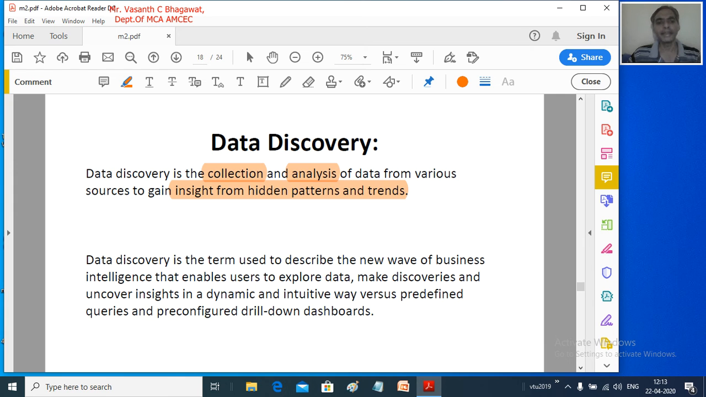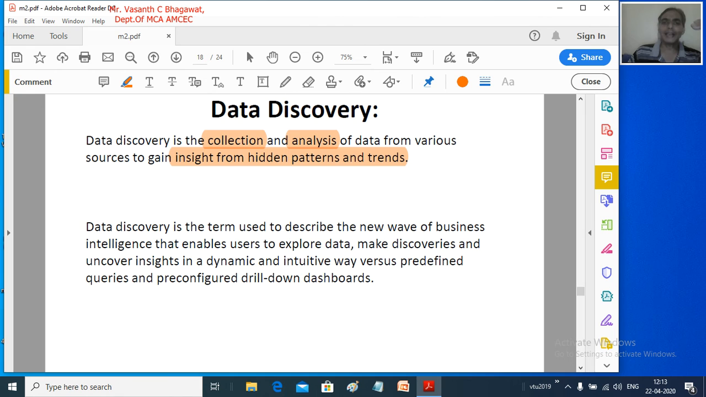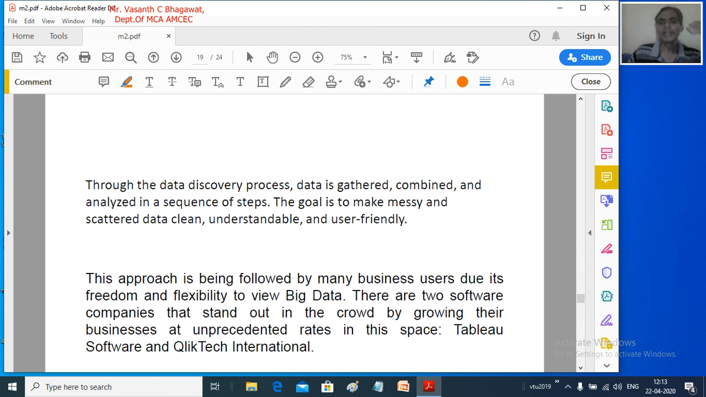So which we call as data discovery. It is a new way of business intelligence of what we are right now. We have crossed business intelligence and we are moving towards another step called data discovery. Data discovery again has a lot of steps involved: how we are going to collect the data, how we are going to analyze the data.